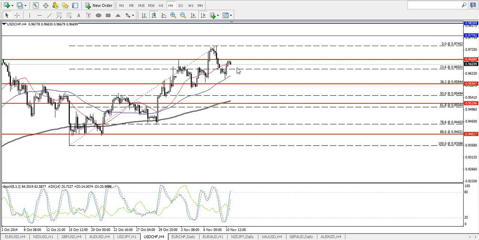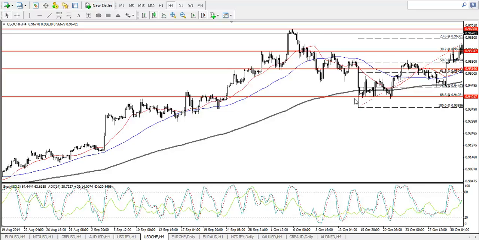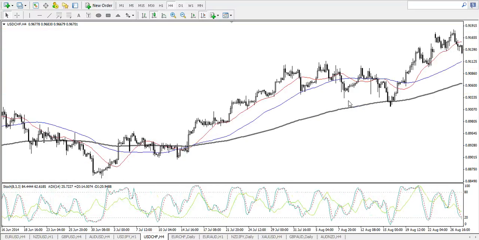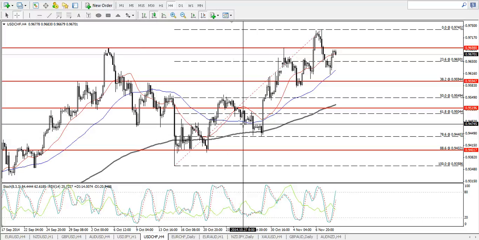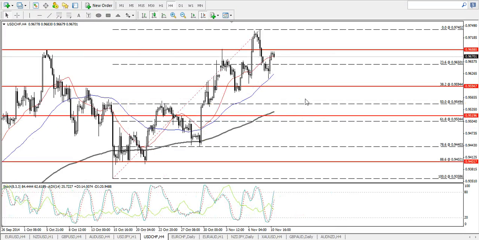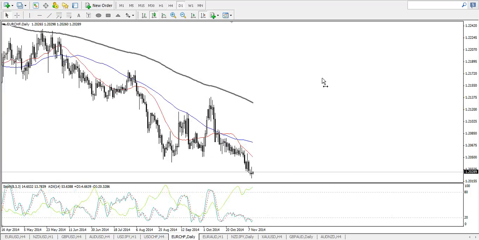Or if not, if it falls even further, then the 200 moving average will come into play, and the 200 moving average will act as a stronger support for this currency pair. As you can see, the 200 moving average has been a pretty good support, or rather indicator for price to rebound. Alright, so that's for the dollar against the franc, and finally I would just like to touch on the euro against the franc as well.